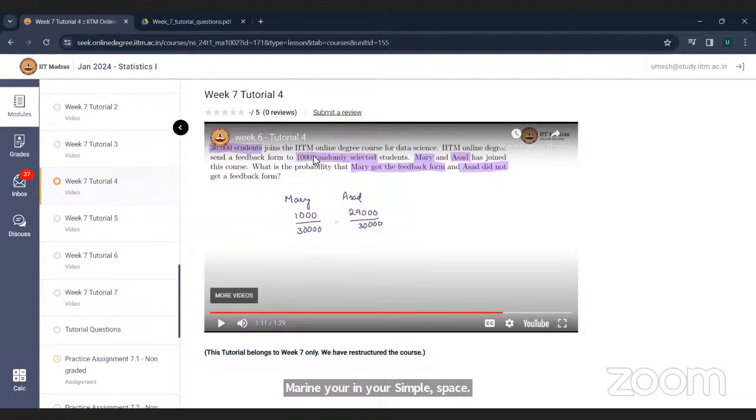So how many ways can this happen? 30,000 ऐसे चूज करना है। Why times 30,000? I already gave Mary the envelope, so that feedback. So 30,000 minus 1 C 999, because I already gave one feedback form to Mary. So now I have to give 999 feedback forms out of how many students?